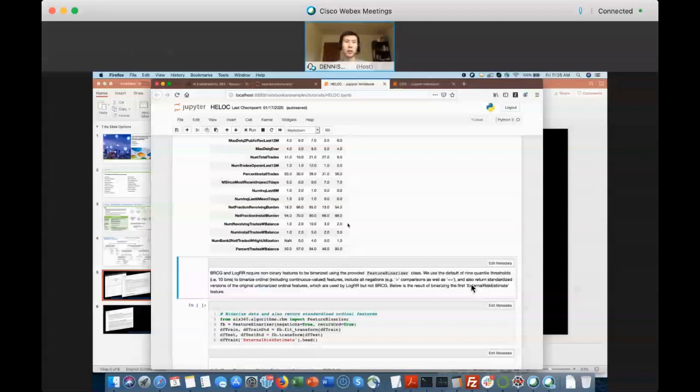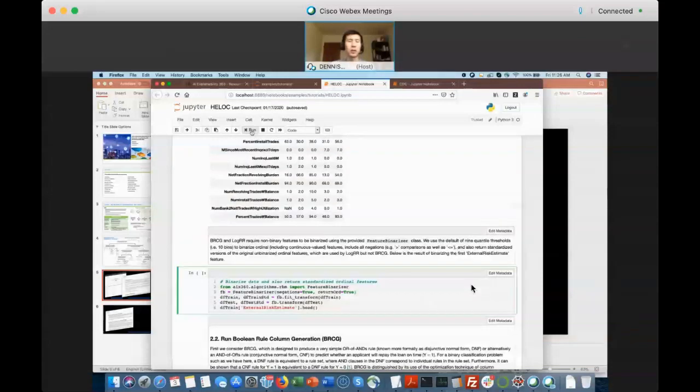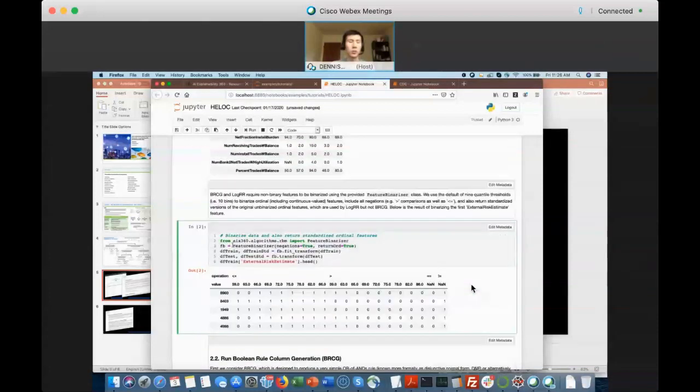So again, in AIX 360, we provide a feature binarizer class to do this for you. So that's this one here, feature binarizer. I'll explain the return ORD flag later. Here I'm just instantiating feature binarizer, calling fit transform on my training data, and then similarly transforming the test data. This is most easily explained by just showing you an example of what it produces.